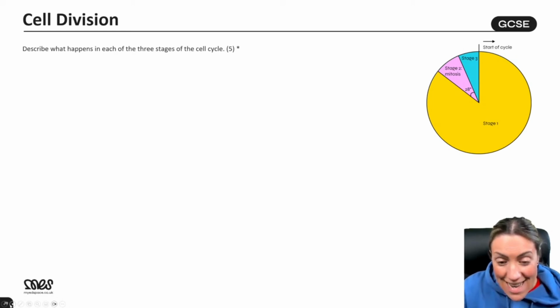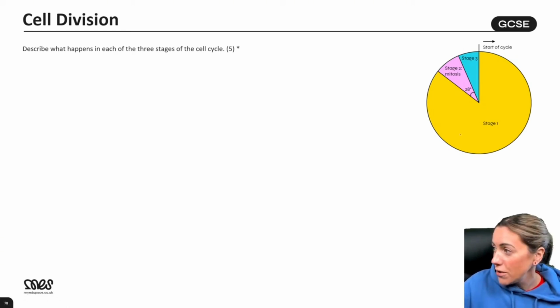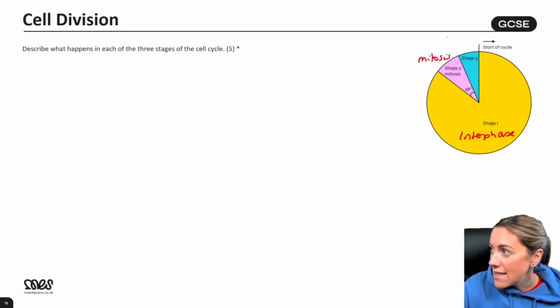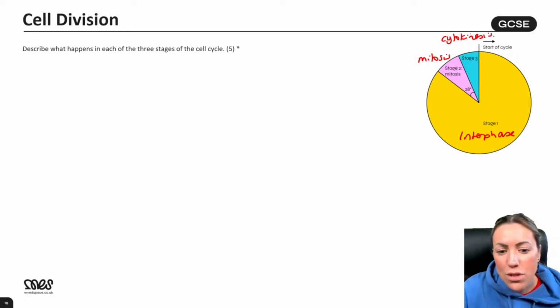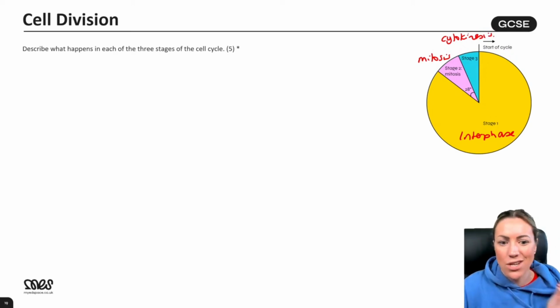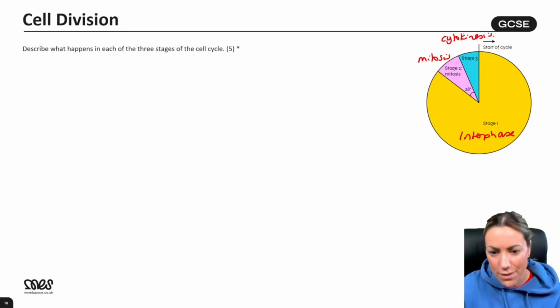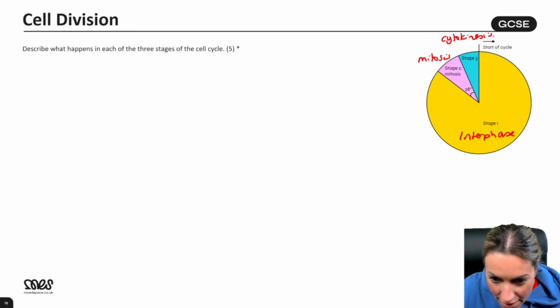Yeah, and the stages are called interphase, if you know that word. And then stage 2 is mitosis and stage 3 is cytokinesis. But you don't have to use those words for GCSE. So you could have just said stage 1, this happens, stage 2, this happens, stage 3, this happens. But I'm very, very impressed.